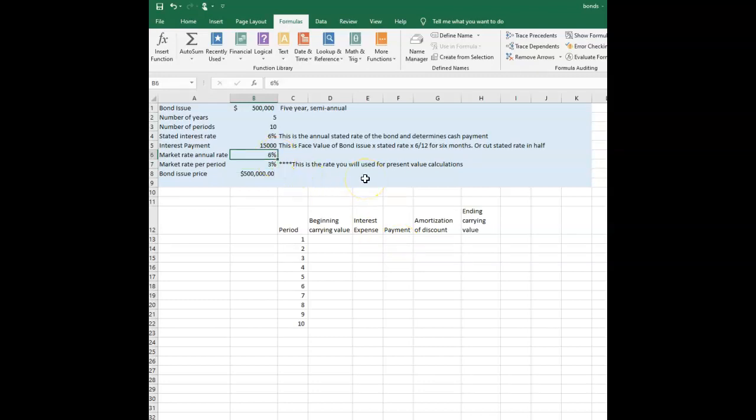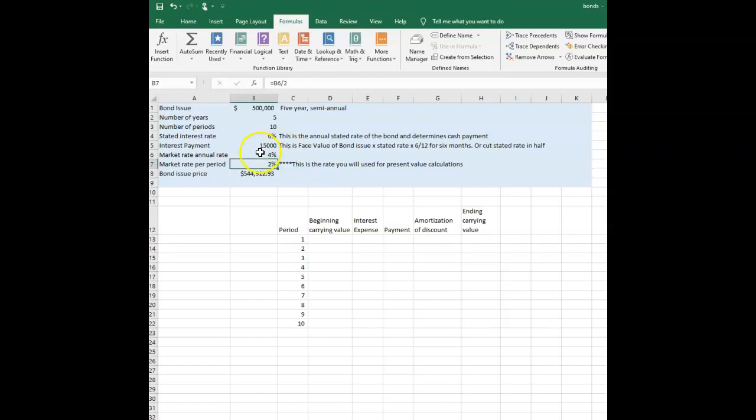If the interest rate were less, the market is only paying 4%. Well, what's going to happen is that everybody's going to want our bonds. We're paying 6%. So the price is increased. And so the investor would put in $544,913, and in return they would end up getting $15,000 every 6 months, and they would only get $500,000 at the end. And this is equivalent to the market rate of interest.